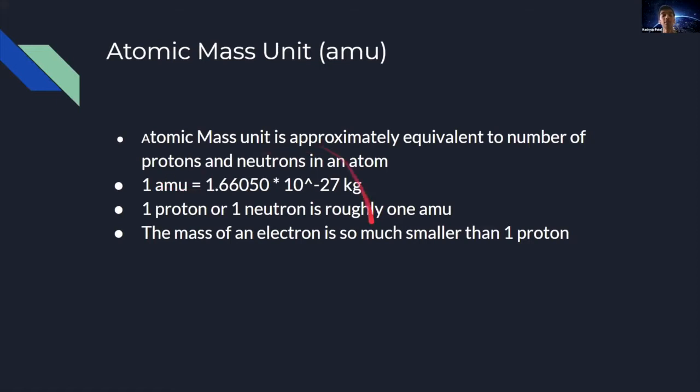And the mass of an electron is so much smaller than a proton or a neutron, which is why it is not really taken into the atomic mass. When we're talking about an atom and we want to know what its mass is, we don't take in the electron. So what does this mean?